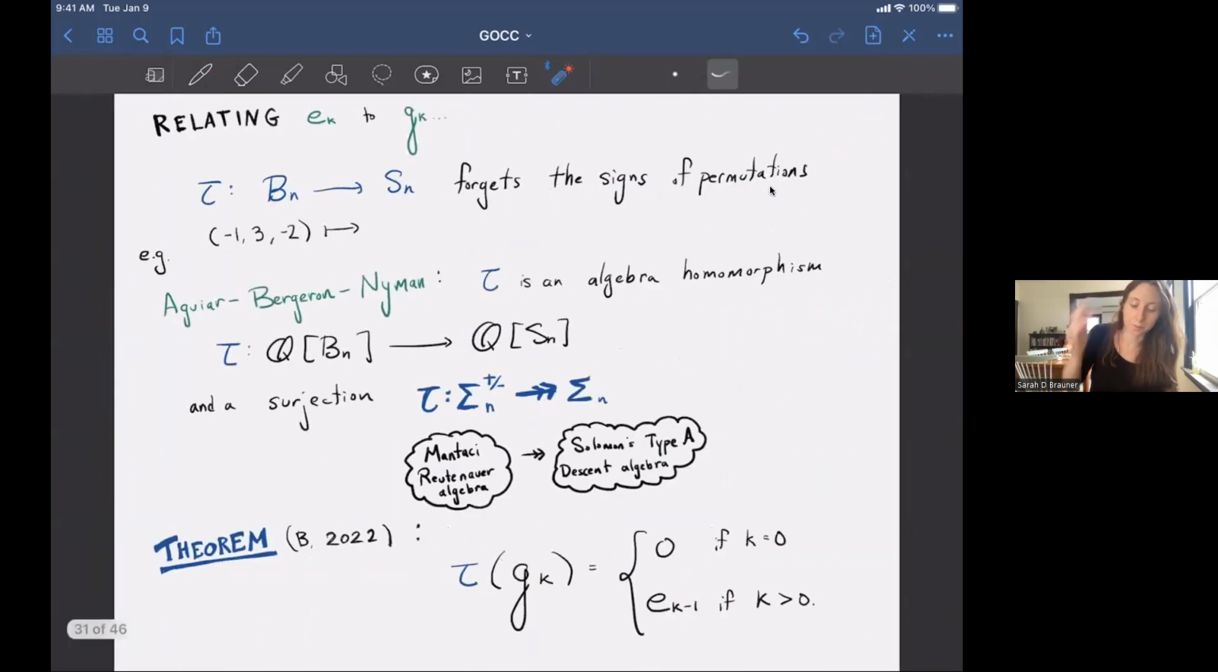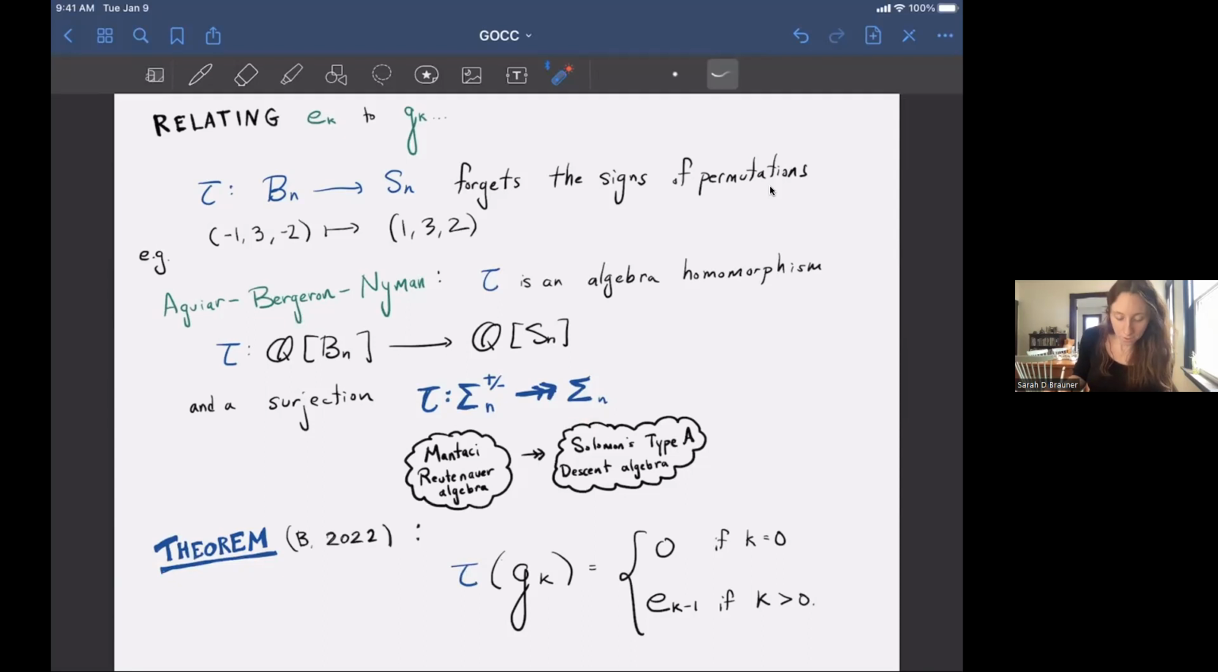Okay, and I can actually be very precise about this relationship. So if I let tau be the map that goes from Bn to Sn by just forgetting the signs of the permutation. So for example, if I have this signed permutation here, all I do is I just write everything positive. Okay. So Aguiar, Bergeron, and Nyman actually showed that tau defines an algebra homomorphism from the group algebra of Bn to the group algebra of Sn, and that when I restrict to the Mantaci-Reutenauer algebra, what I get is a surjection onto Solomon's descent algebra of the symmetric group.